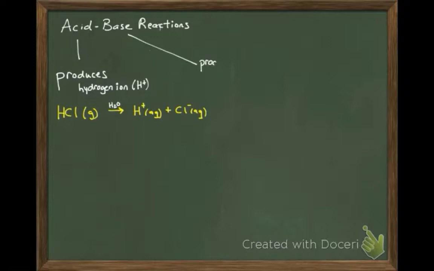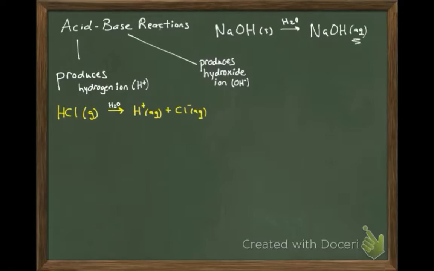A base produces hydroxide, which is OH minus. So you dissolve a base in water and it produces OH minus. So for instance, sodium hydroxide, so well known, a solid. You put this into water, and we represent that with NaOH aq. So NaOH now dissolved in water.